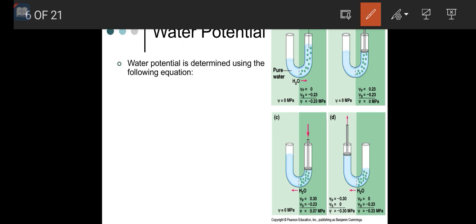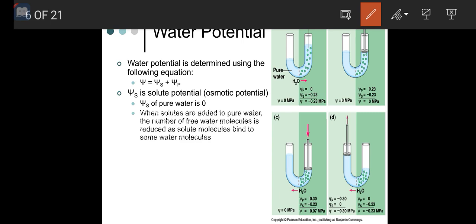Water potential is determined using the following equations. You can see the equations. Osmotic potential, the solute potential, is that. Next, pure water is 0.